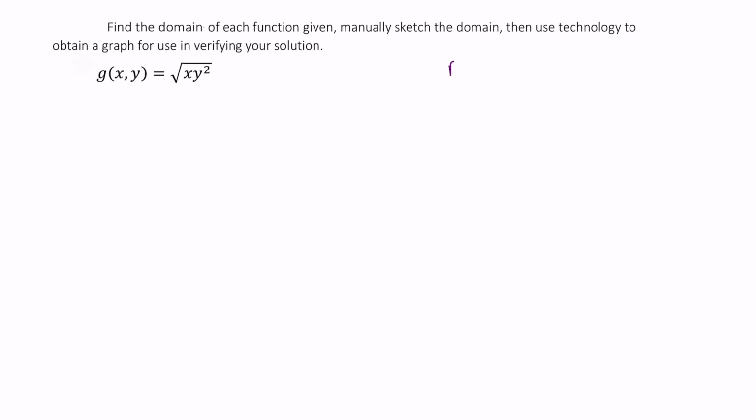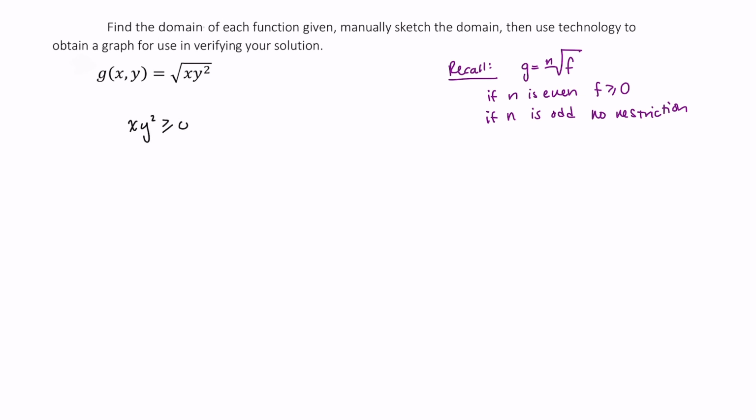So again, remember that if you have some function g equals the nth root of a function f, then if n is even, we need this restriction that the function inside the radical has to be greater than or equal to 0. If n is odd, there is no restriction. In this case, it's even since this is blank, so that's assumed to be a 2. So I'm going to write xy squared greater than or equal to 0.